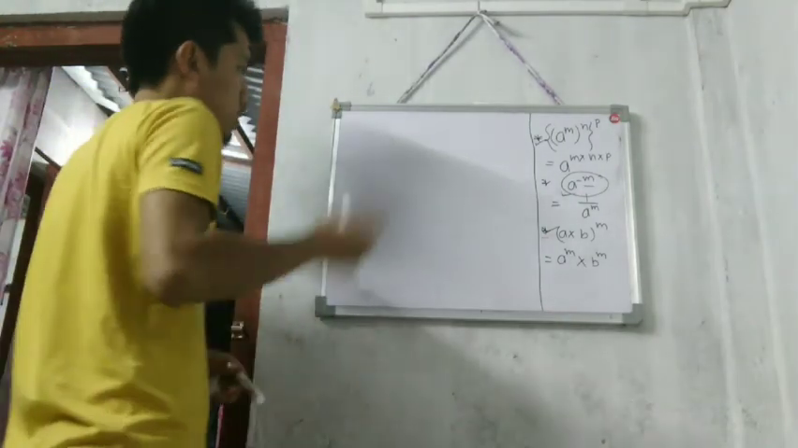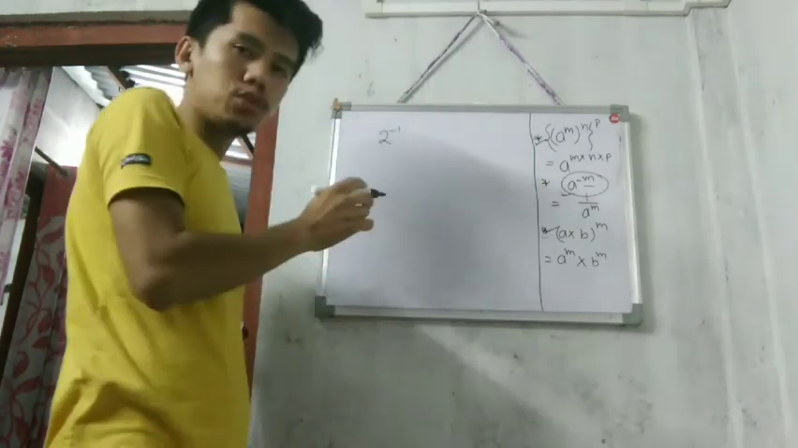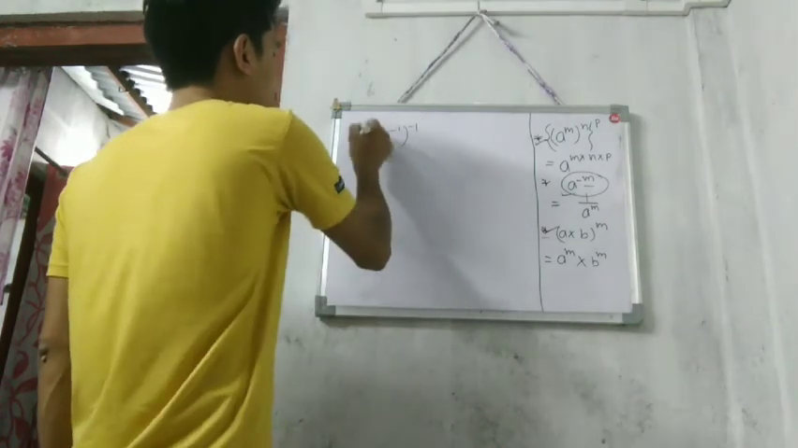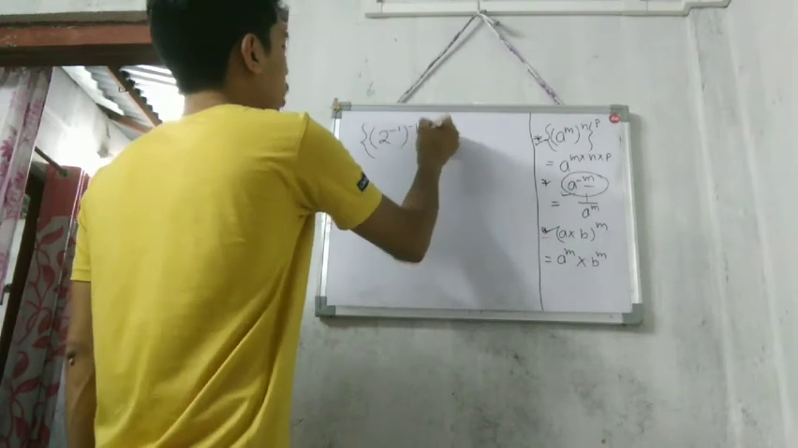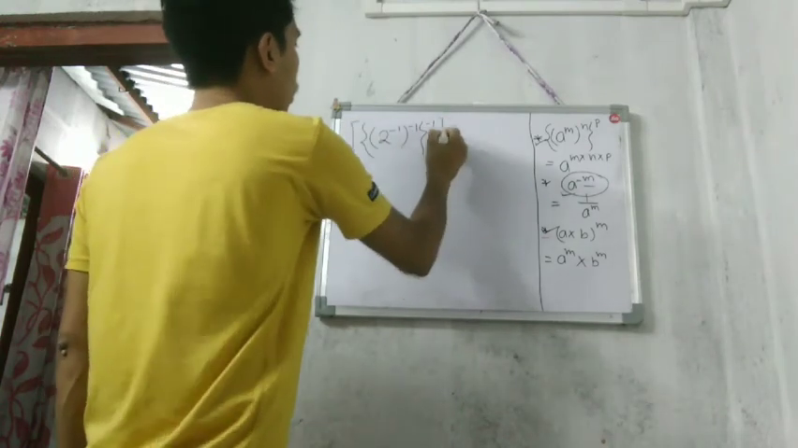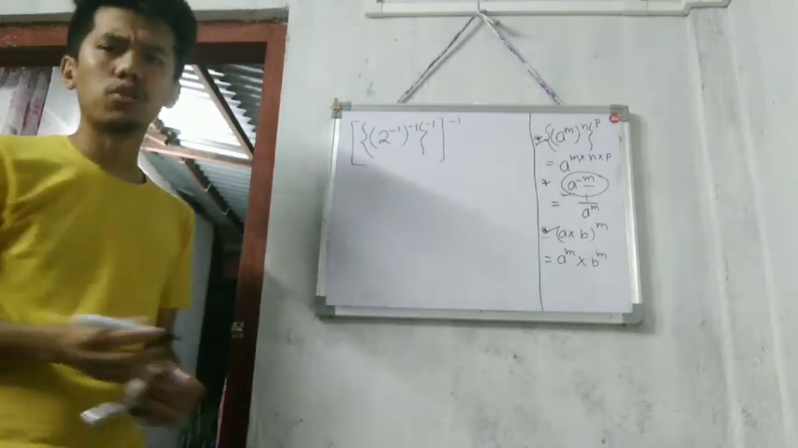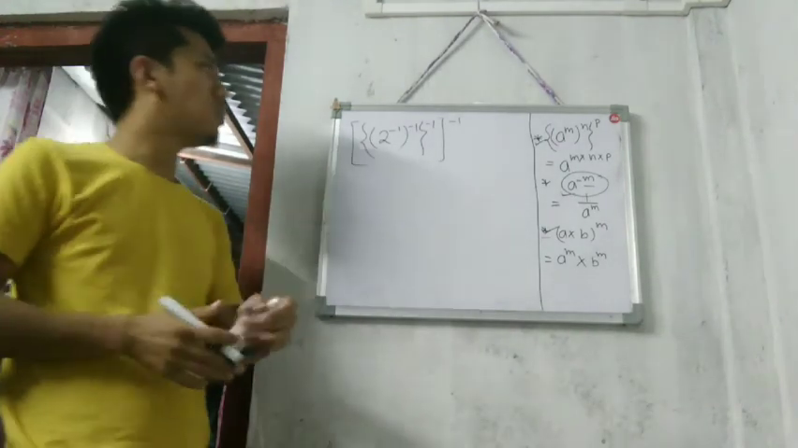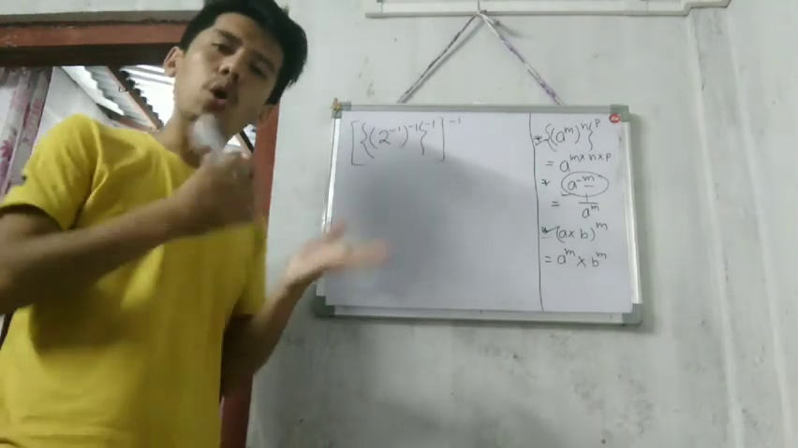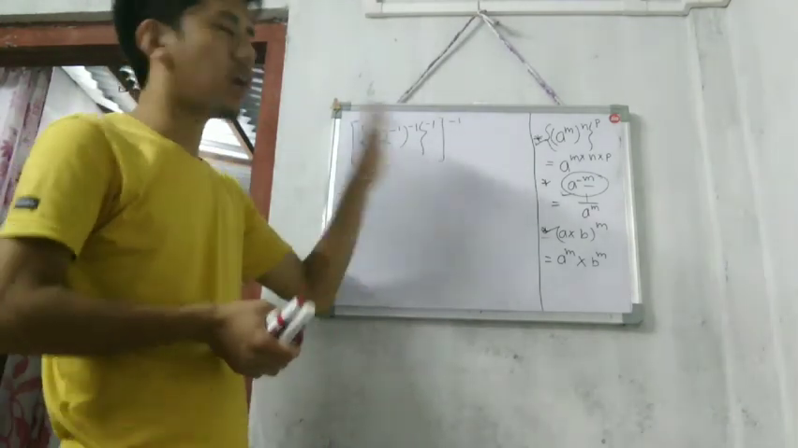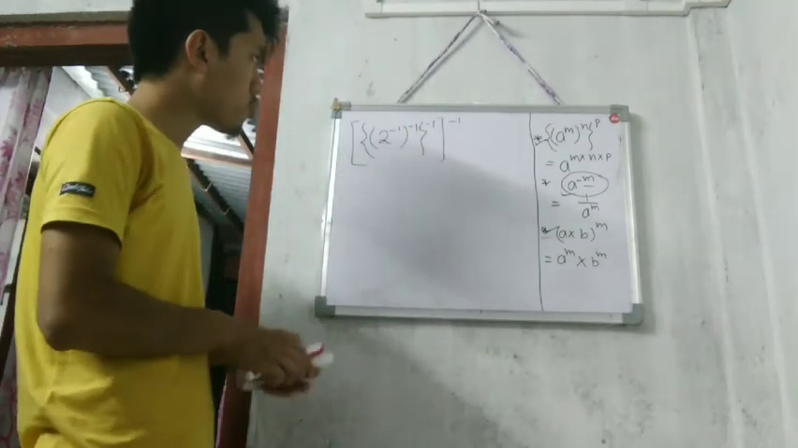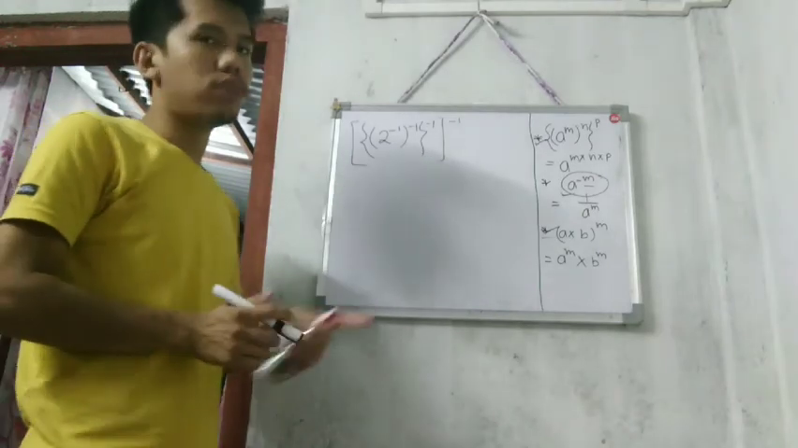Say the question is 2 to the power minus 1, whole to the power minus 1, whole to the power minus 1, whole to the power minus 1. Now see what you can notice here: we have only the same power. Initially we had 2 to the power minus 1, and again whole to the power minus 1, and so on. We have the minus 1 power in each step of this bracket. So it is a very simple step here.